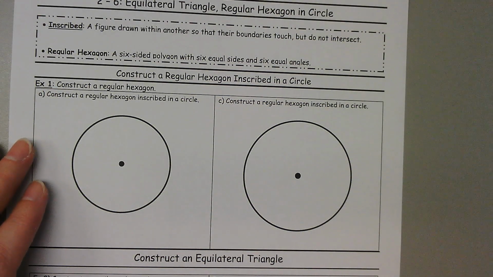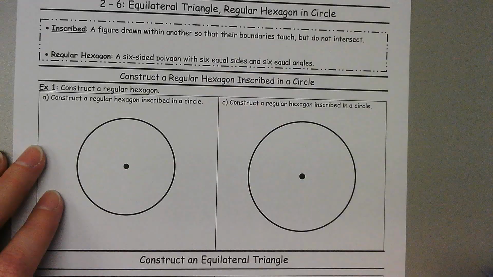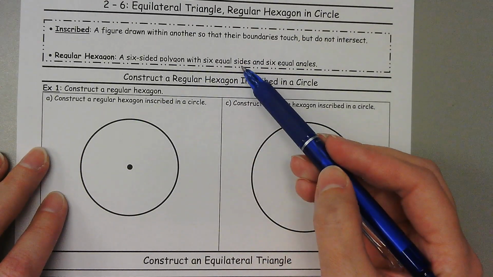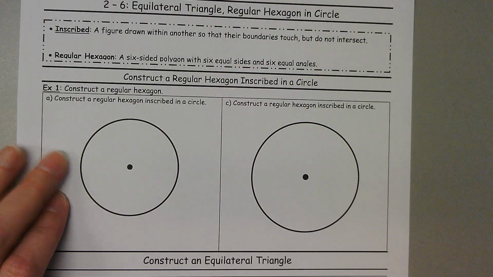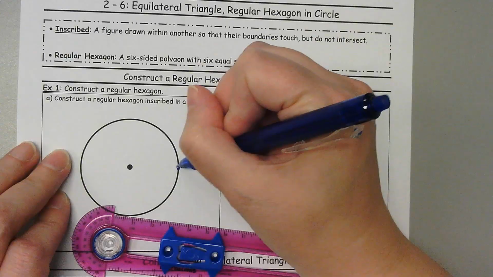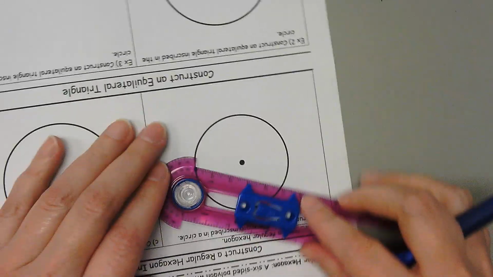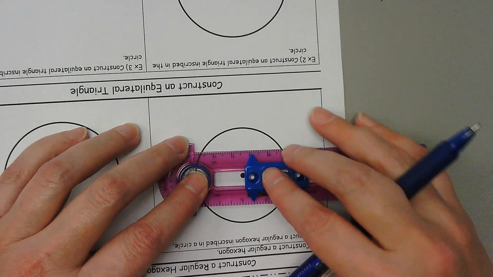To construct a hexagon inscribed in a circle, we're constructing a regular hexagon, and a regular hexagon has 6 equal sides and 6 equal angles. And to construct the hexagon in the circle, you start off with a point on the circle, and what you need to do is measure the length of the radius of the circle.